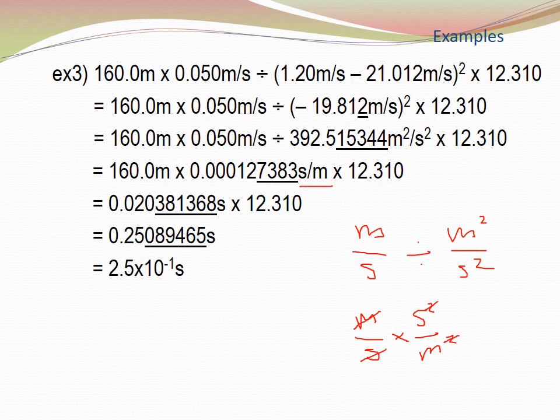Now from there, I was just doing straight multiplication. I had meters times seconds over meters, which gave me then just seconds. And then I was multiplying by something that didn't have a unit at all, and that's how I wound up with just seconds in the end.